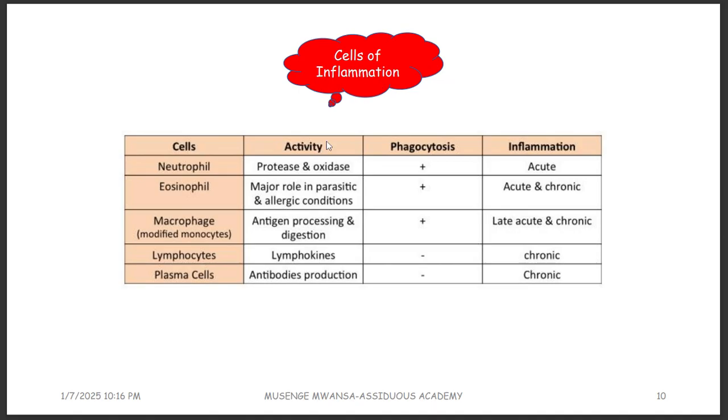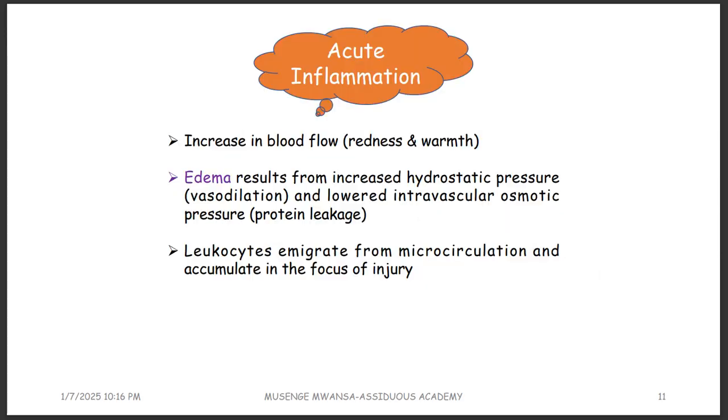So cells of inflammation, as we said earlier on, neutrophils are the main cells in acute inflammation, while macrophages and monocytes are the main cells of chronic inflammation. Basically, in chronic inflammation, we have got the lymphocytes, like the B cells and the T cells, also the plasma cells. But take note, the neutrophils are the main cells of acute inflammation.